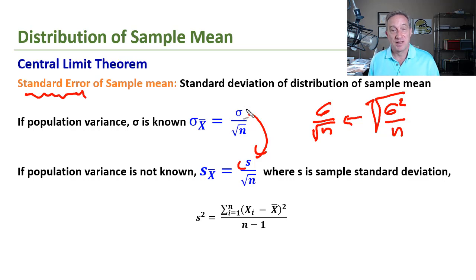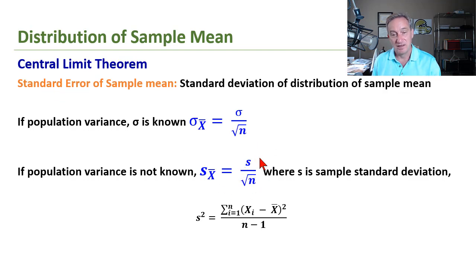So we don't know the population standard deviation. We are replacing it effectively with the sample standard deviation because we do have that, and we assume that it estimates the population standard deviation. So when the population variance is not known, the standard error of the sample mean is given by these values that we do know: the standard deviation of the sample divided by the square root of the sample size.